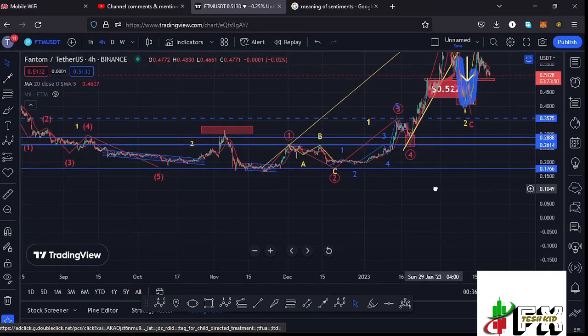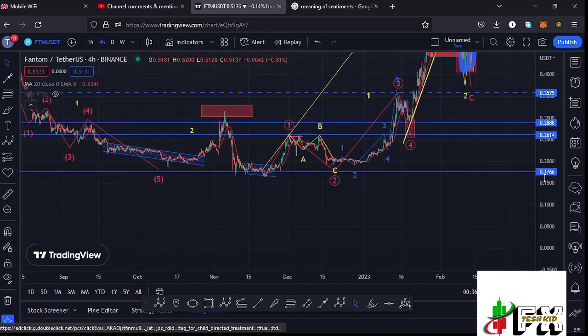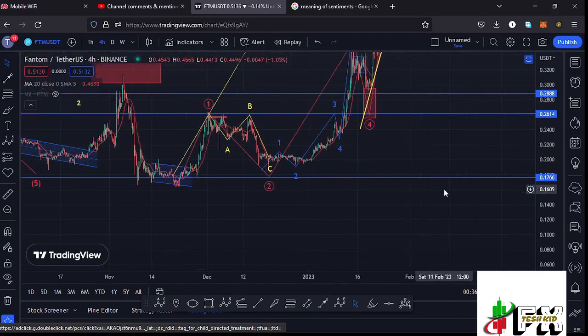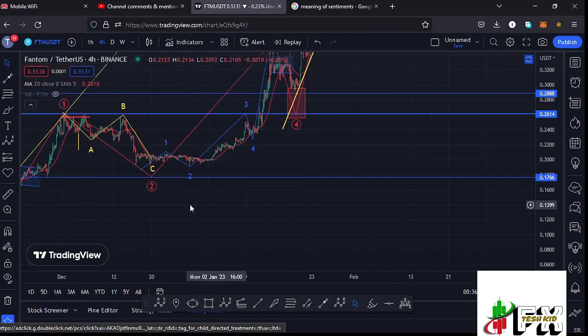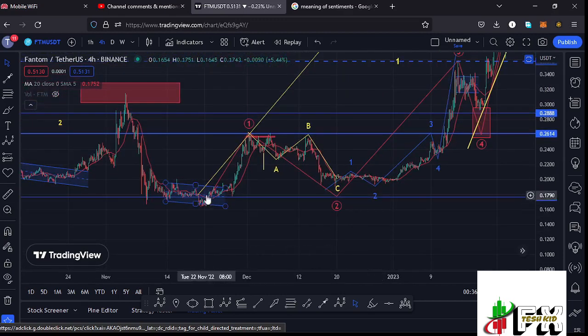Allow me to continue with the video here on the 4-hour chart by first giving you a quick recap of what has been happening, where you can see that after making our lower low at around the $0.16 mark, we started this massive bounce to the upside in the Elliott wave structure, where we saw the formation of that wave 1.